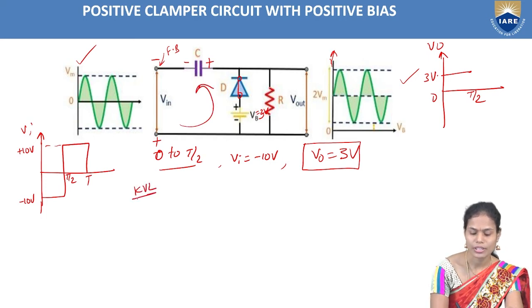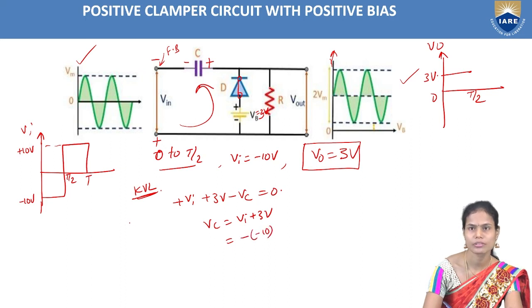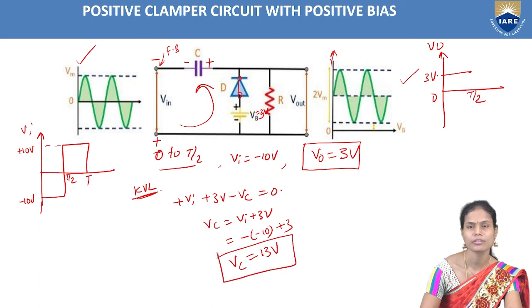So, if you apply the KVL to this, plus VI plus 3 volts minus VC is equal to 0. So, VC equals VI plus 3 volts. VI is minus of minus 10 volts here. Why? Because VI is negative, plus 3. That is 13 volts. The capacitor voltage is 13 volts.